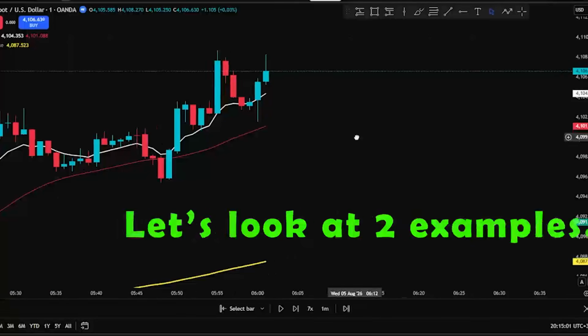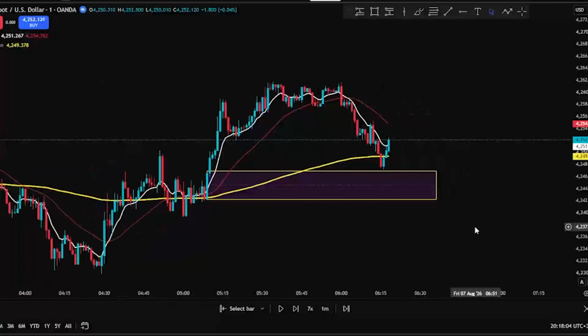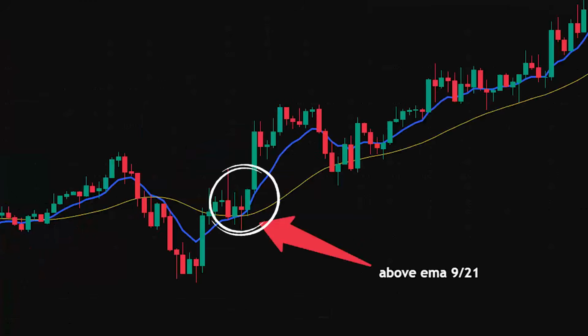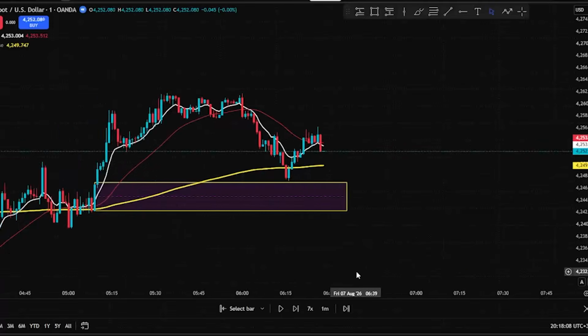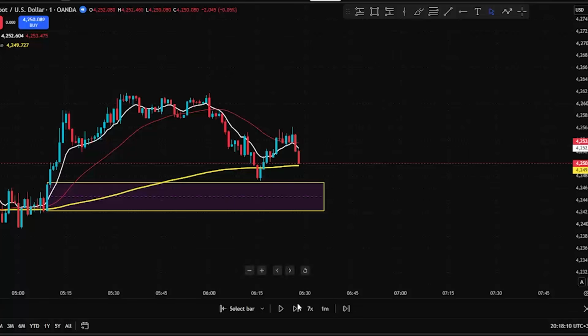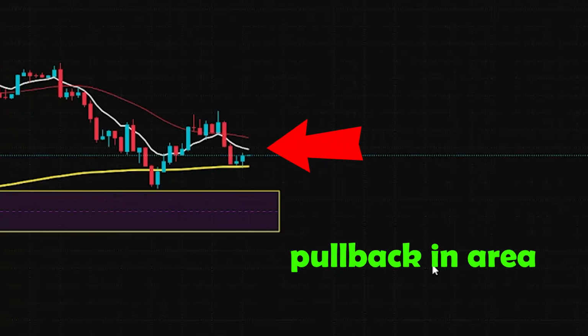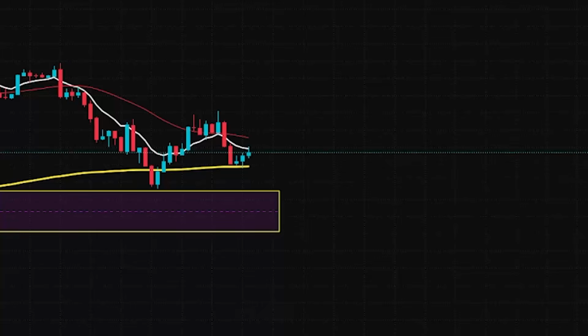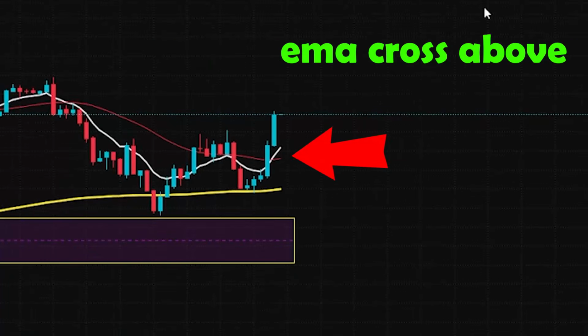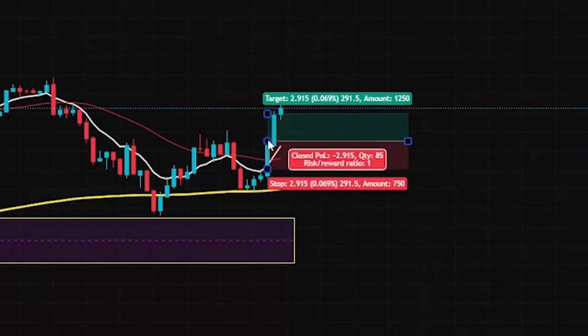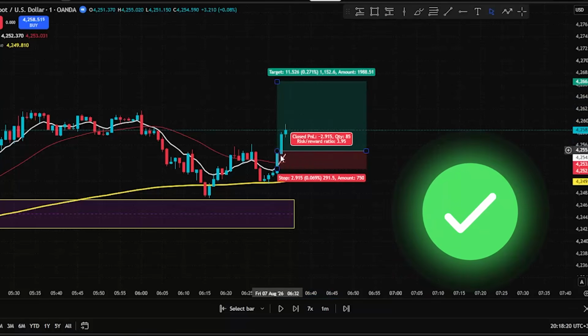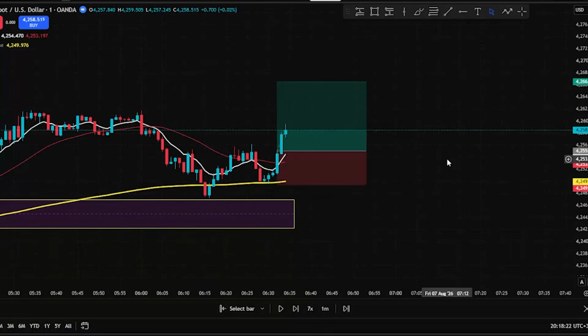Now let's look at 2 real examples of backtesting. In the first trade, the price was above EMA 200. That is, the overall trend was up. After a short correction, the price returned to the short-term EMAs. At this point, EMA 9 crossed above EMA 21 again, signaling a reversal of bullish momentum. This was our entry point.